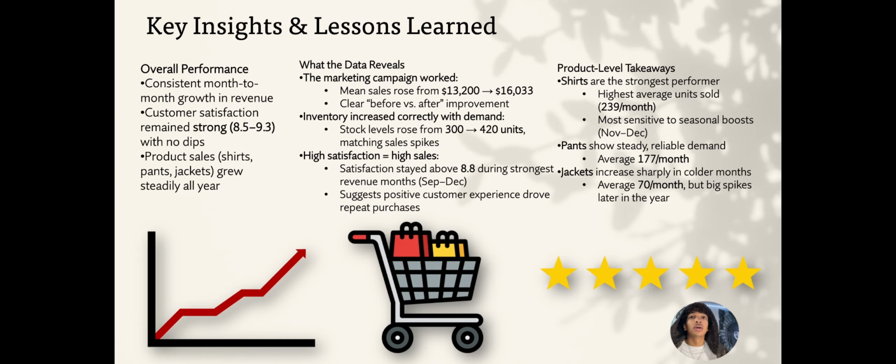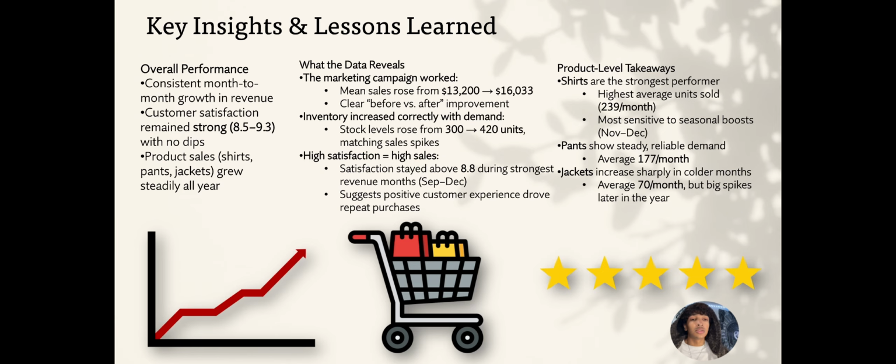For shirts being consistently the strongest performing product, on average, shirts sold about 239 units per month, making them the best selling item, but also the most stable. The sales from shirts give EcoFashion a dependable baseline for both sales and inventory planning.